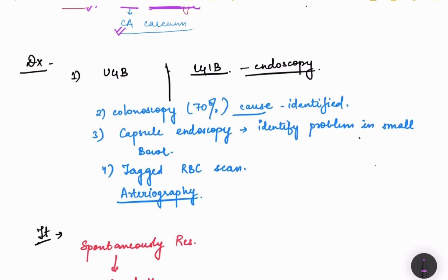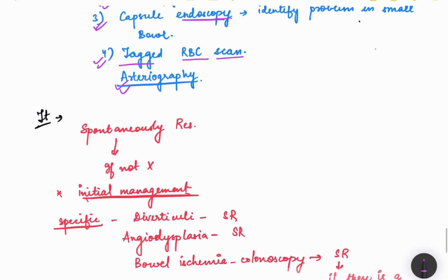Diagnosis can be based on endoscopy. We can distinguish based on endoscopy whether it is upper GIT bleeding or lower GIT bleeding. We can do colonoscopy, and in 70% of cases, the cause can be identified based on colonoscopy. Third is capsule endoscopy, which can identify problems in the small bowel. Fourth is tagged RBC scan and arteriography.